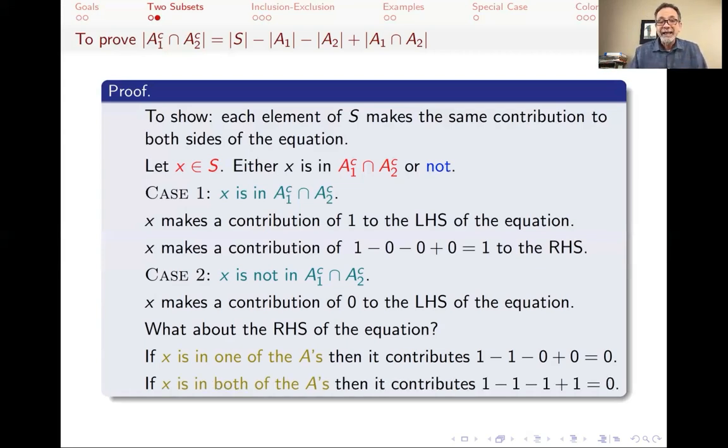But it might be that X is in both of the A's, in which case it will be counted in every one of those sides of S, size of A1, size of A2, size of A1 intersection A2. We will be counting it every single time. And so we will have a contribution of 1, -1, -1, +1, but that's also 0. So this X also gives us the same contribution to the left and the right. That's true for every element of S. Therefore, the two sides of this equation are equal to each other.